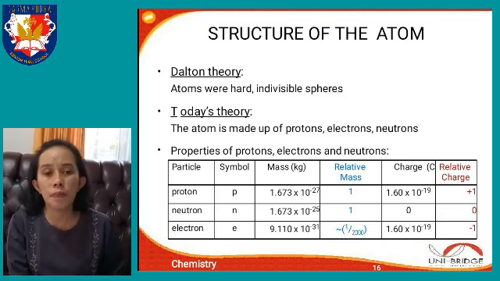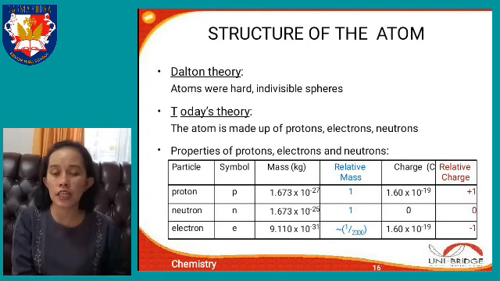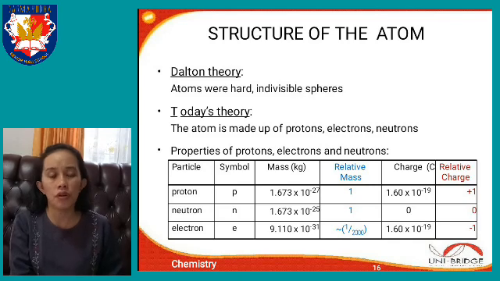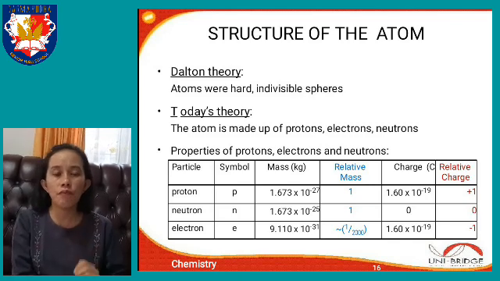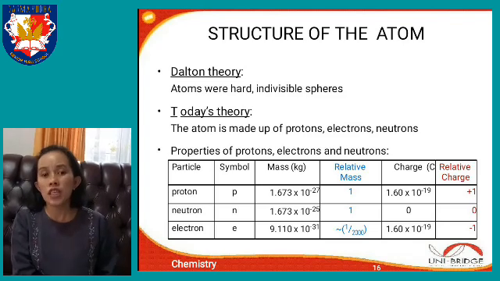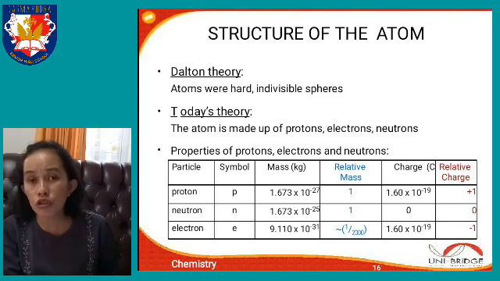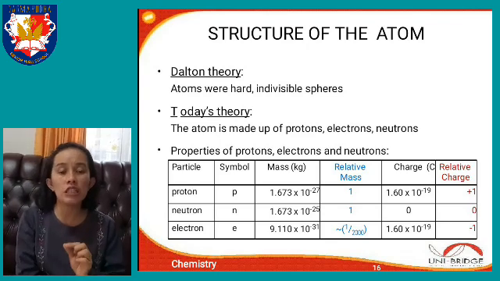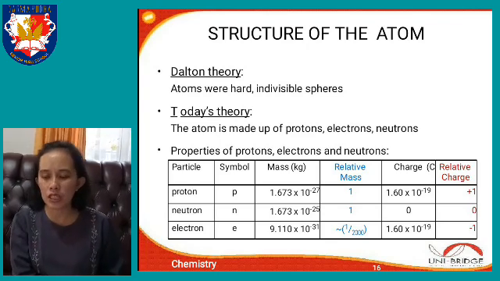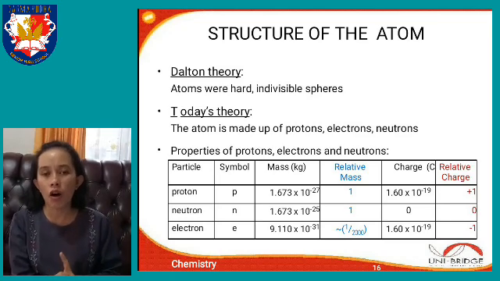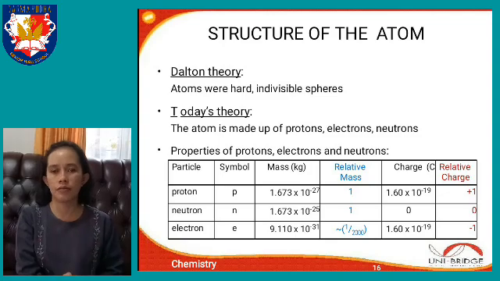Proton has a positive charge. Electron has a negative charge. And neutron is neutral. The mass of a proton is similar to the mass of a neutron, which is 1.673 times 10 to the power of minus 27. But the electron is the lightest, and its mass is 9.110 times 10 to the power of minus 31.